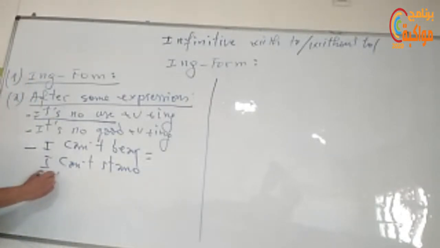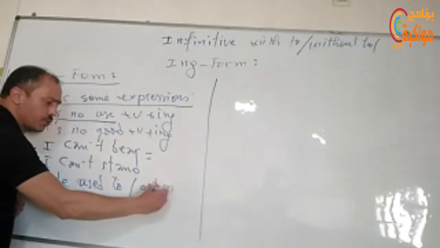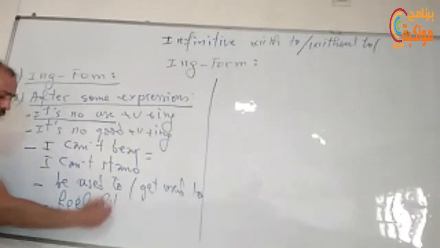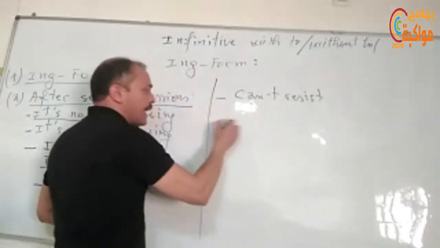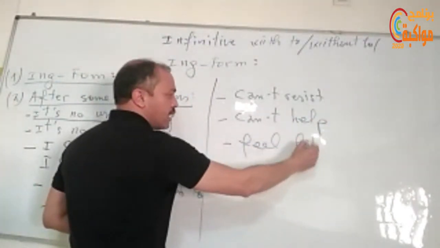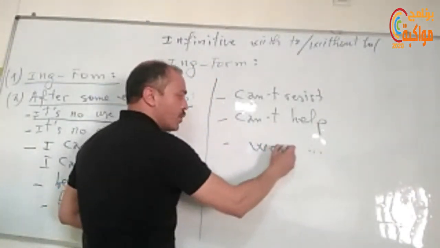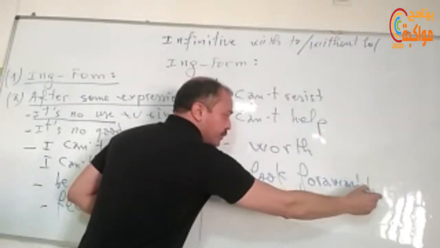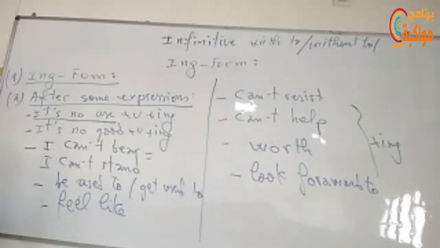And of course, we have other expressions such as "be used to" or "get used to", and also "feel like". We have other expressions such as "I can't resist" and "can't help". I hope that I have not repeated it here. Let's look for other expressions, for example "look forward to". Of course, these are verb plus ing. As you can see here, these expressions are followed by the ing form.